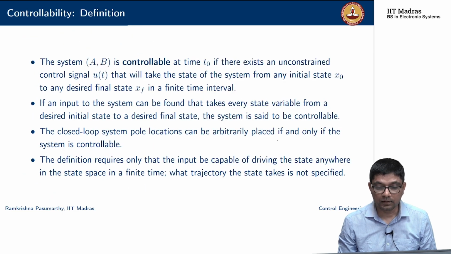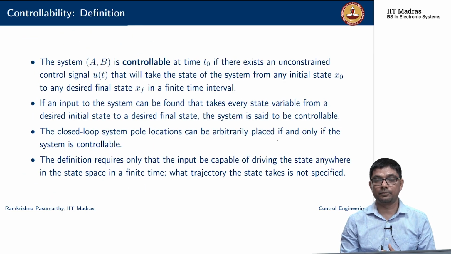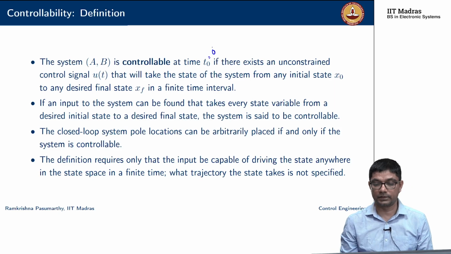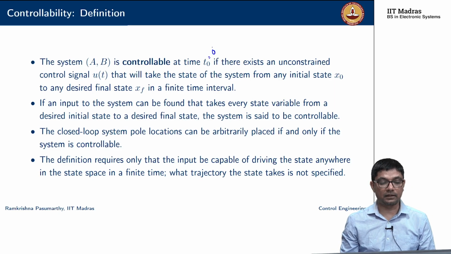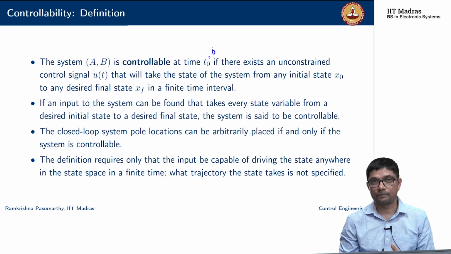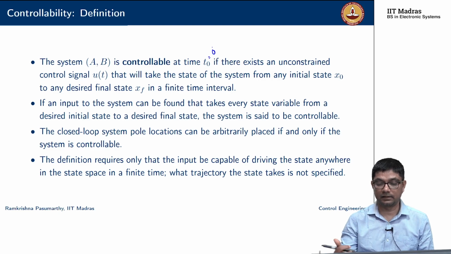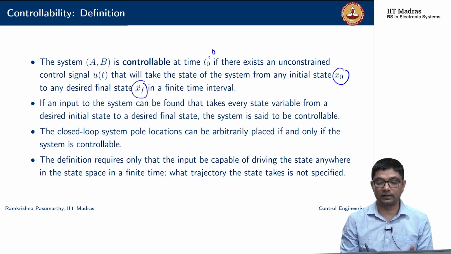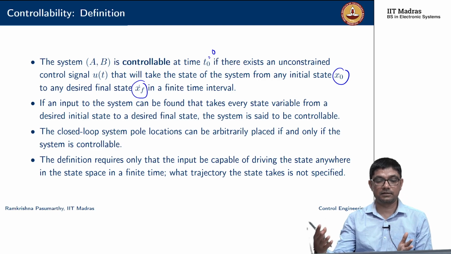Now we'll try to exploit this structure to ask ourselves a question: when is the system controllable? A system is controllable at time t0, some initial time, which we can also assume to be 0, if there exists an unconstrained control signal, it can be as large as possible as long as it is bounded, that will take the state of the system from any initial state x0 to any final state x final. Some initial state, some final state.